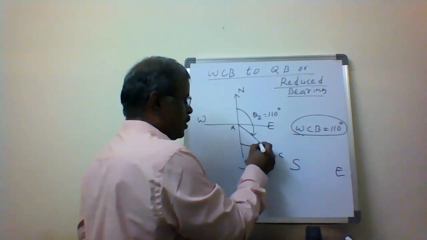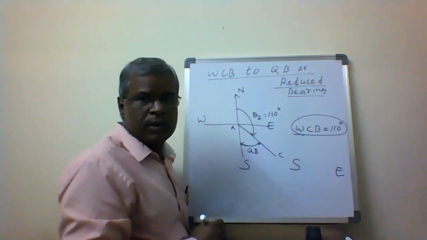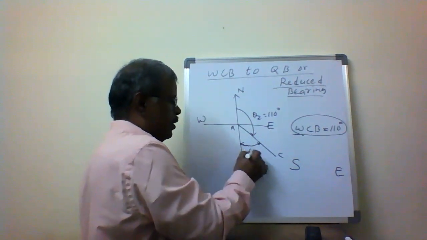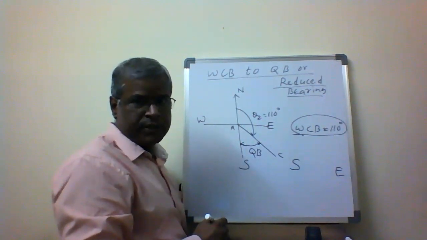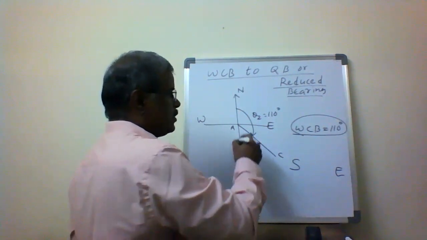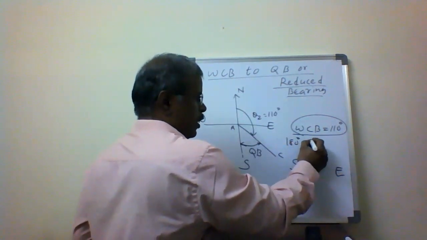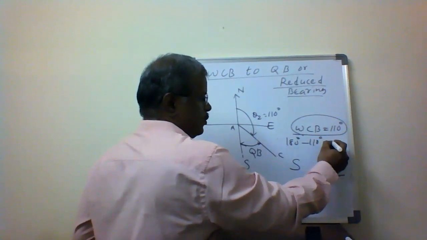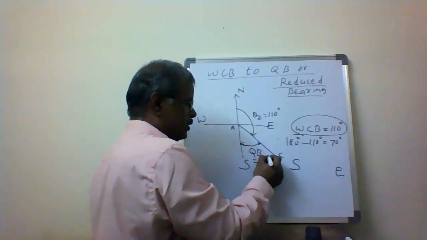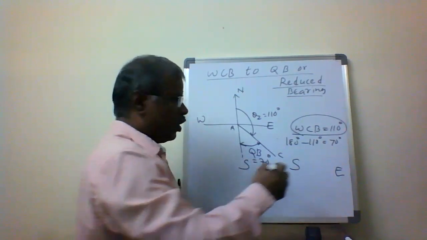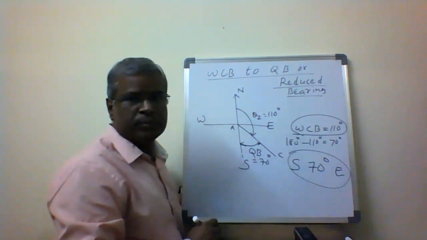So here I want to measure this, my quadrantal bearing. But I am getting that the whole circle bearing is 110 degrees. So the formula is 180 minus 110. So 180 degrees minus 110 degrees equals 70 degrees. So your quadrantal bearing is going to be 70 degrees. Now south 70 degrees east is my quadrantal bearing.